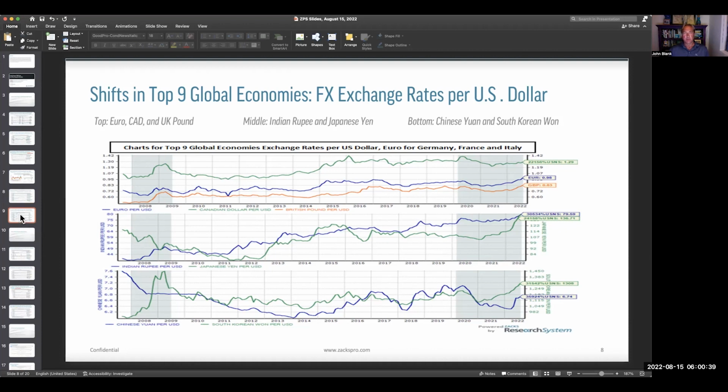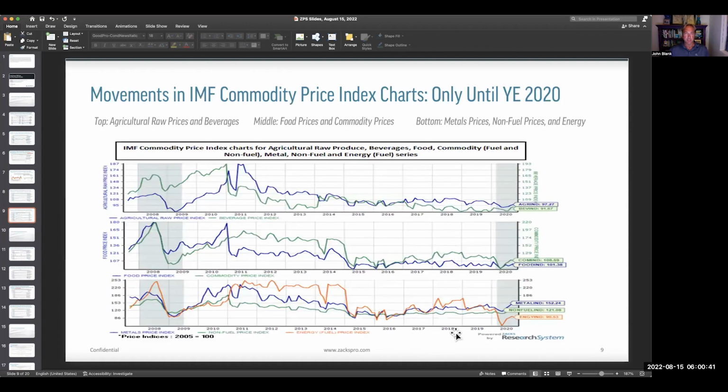Interesting stuff. Let's go to the next one. So, commodity price index. Top is agricultural prices, middle is food prices, bottom is metal prices. I'm going to skip this because all this does is give us data to year-end 2020. This is IMF stuff, so careful here. We do not have the price spike because the data does not run forward enough.